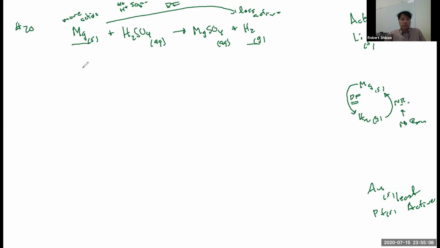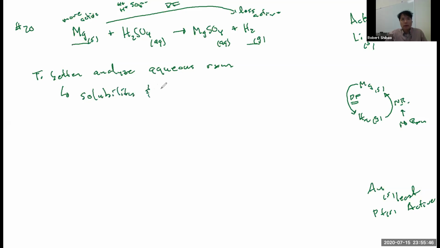Okay, now to better analyze this, we need some material from chapter 9. To better analyze reactions, especially reactions involving water, what we call aqueous reactions, we need to look at two things. We need to look at solubility and electrolyte properties.